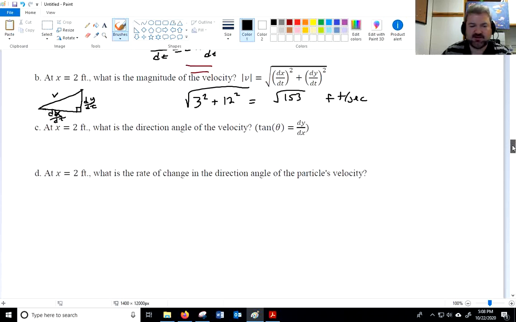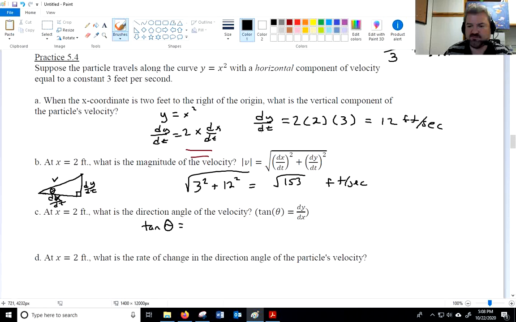All right. At x equals 2, what is the direction angle of the velocity? The direction angle of the velocity is the tangent of dy over dx, which should make sense here. The direction angle is the angle formed with the positive x-axis. So the tangent of theta is equal to dy over dx. Just note that.